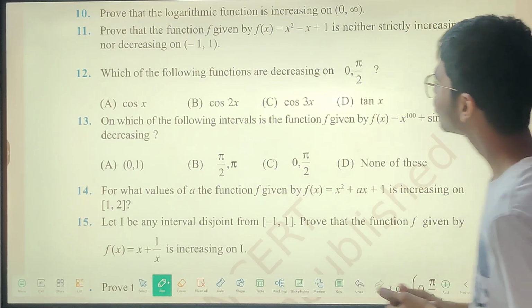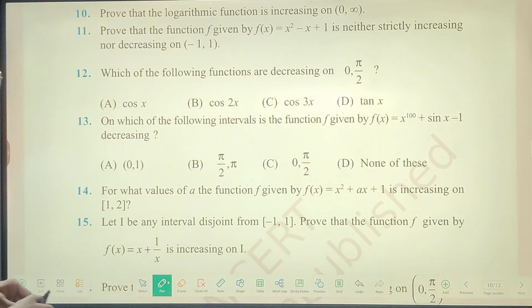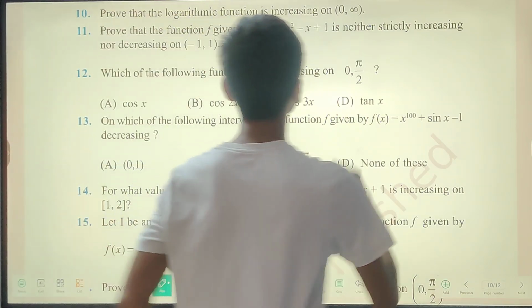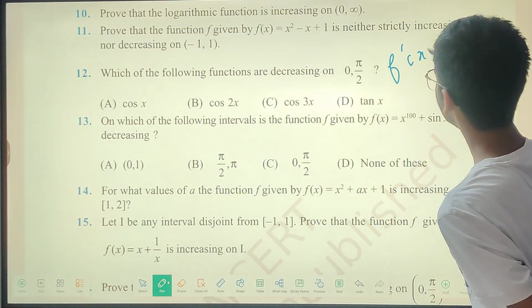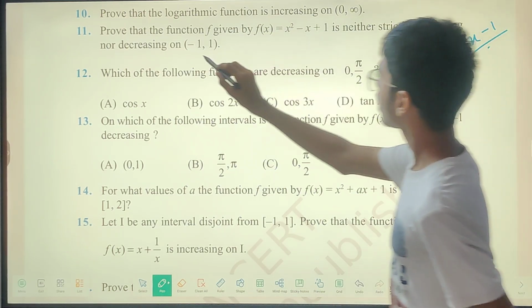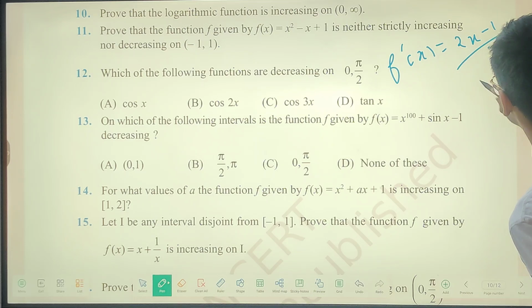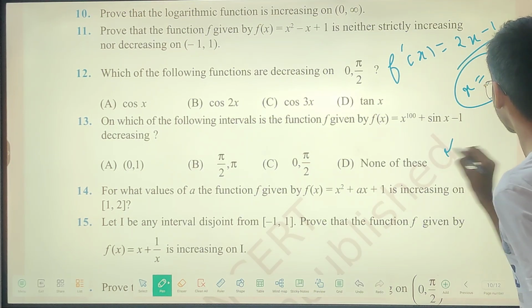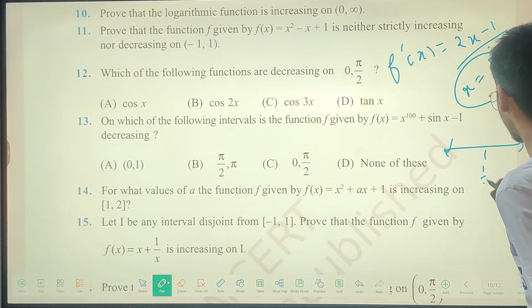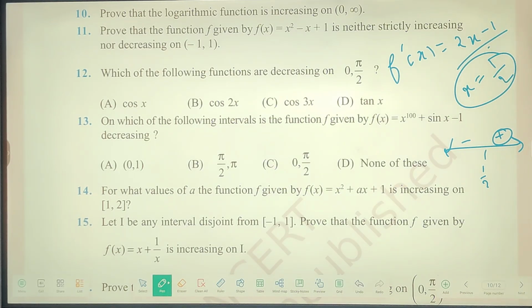Prove that the function f given by f of x is equal to x square minus x plus 1 is neither increasing nor decreasing in this interval. So f dash x is equal to 2x minus 1. Setting it to zero, x is equal to 1 by 2. So you just plot 1 by 2 here. Here it will be plus, here it will be minus, because for any number greater than 1 by 2, it will always be positive.